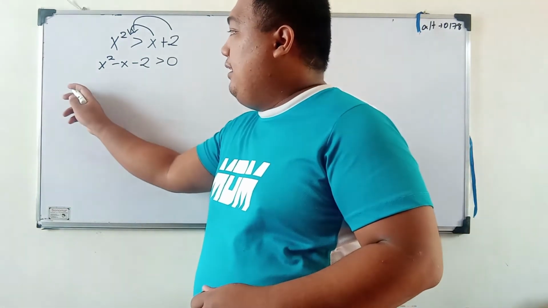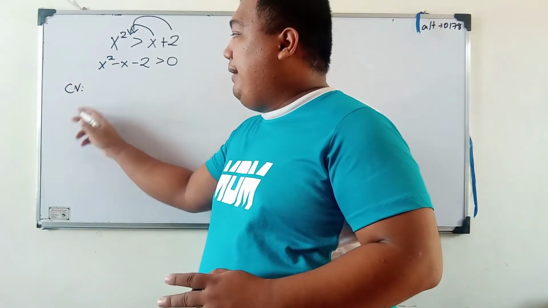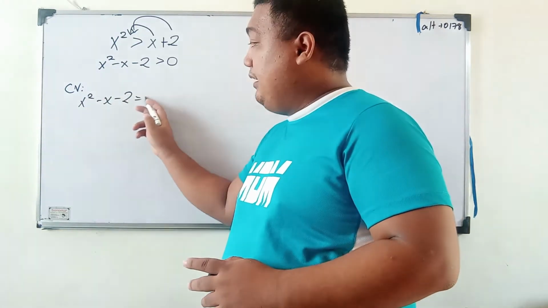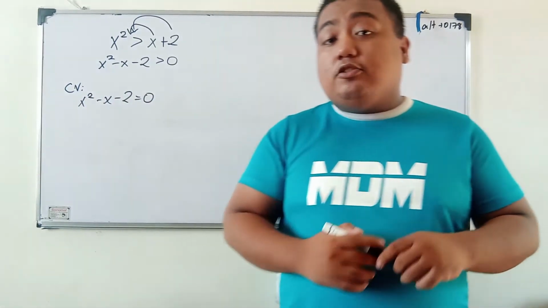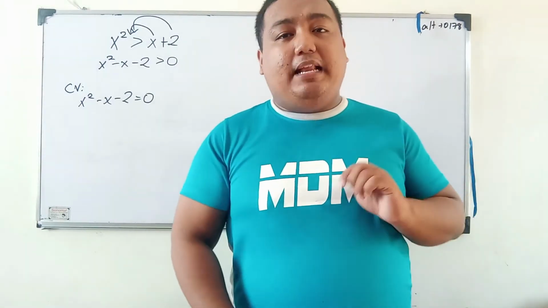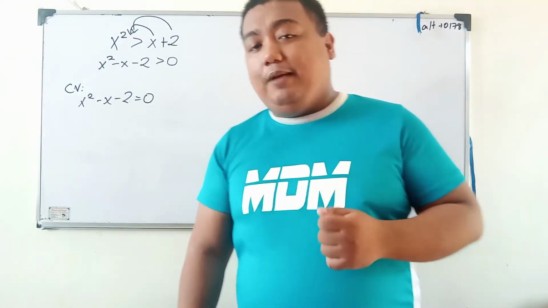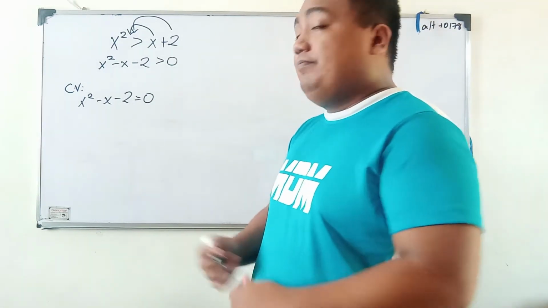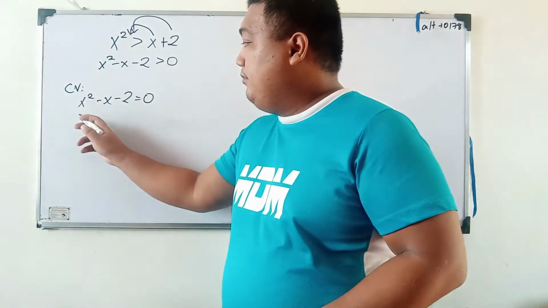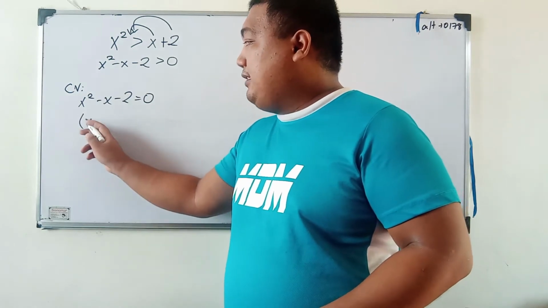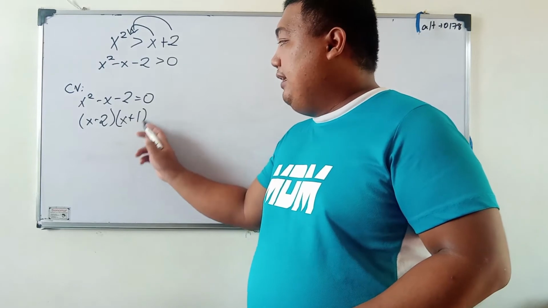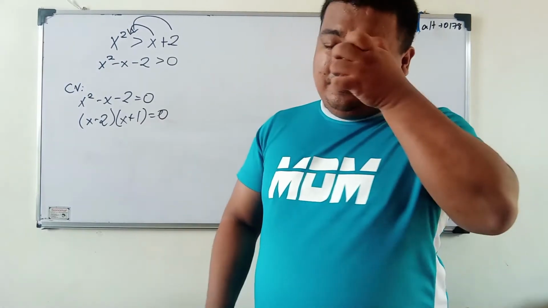It means, to find the critical value, i-equate natin si x squared minus x minus 2 sa 0. So, sabi ko nga kanina, babalik tayo ng quadratic equation. So, what could be the value of x in that equation? So, using factoring, no? So, that will be x minus 2 times x plus 1 is equal to 0.